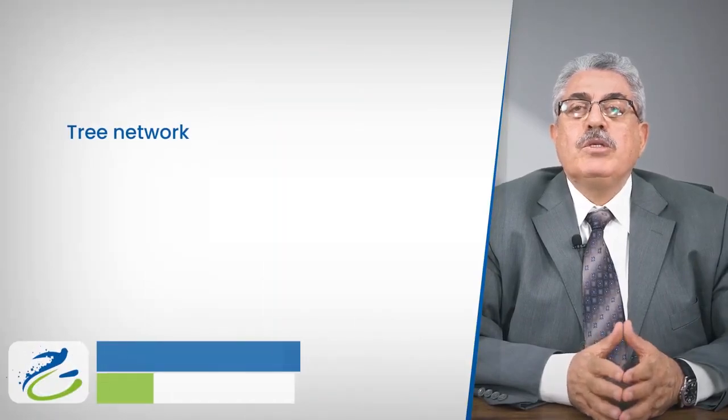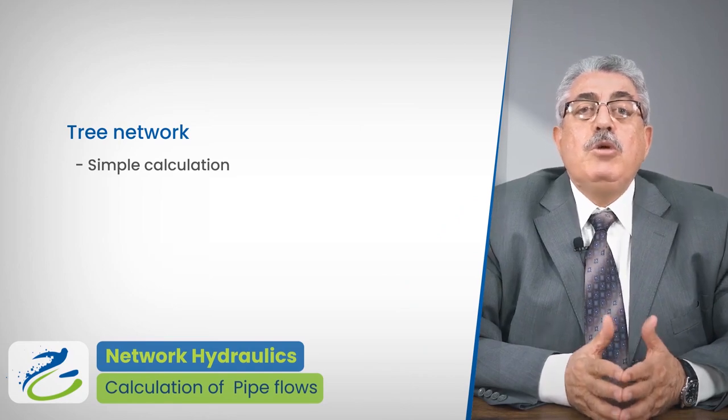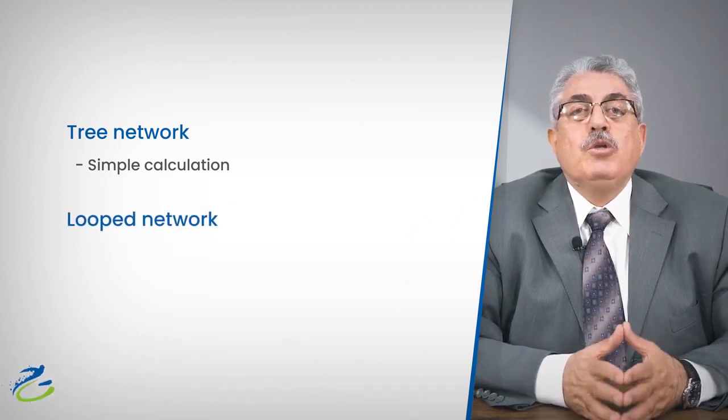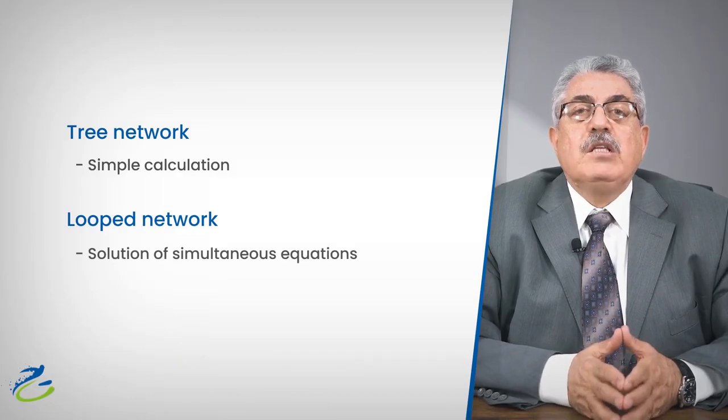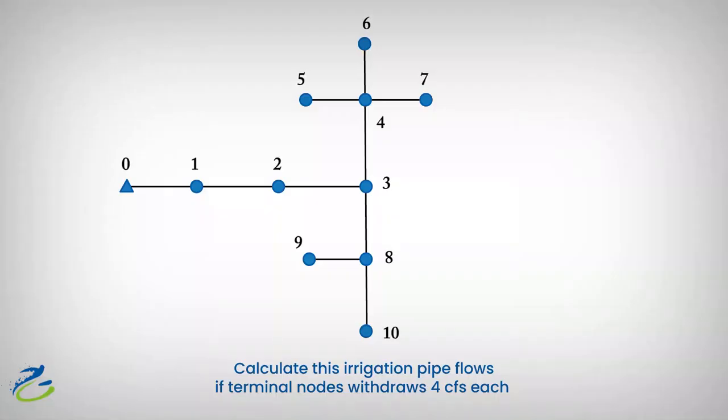Calculation of pipe flows is simple for a tree network because we go backwards until we reach the source. In case of loop networks, we need to solve a set of simultaneous equations as we have shown previously. Another example is a pipe irrigation network, where we are asked to name the pipes and calculate pipe flows. Every terminal node withdraws 4 cubic feet per second. The terminal nodes are numbers 5, 6, 7, 9, and 10.